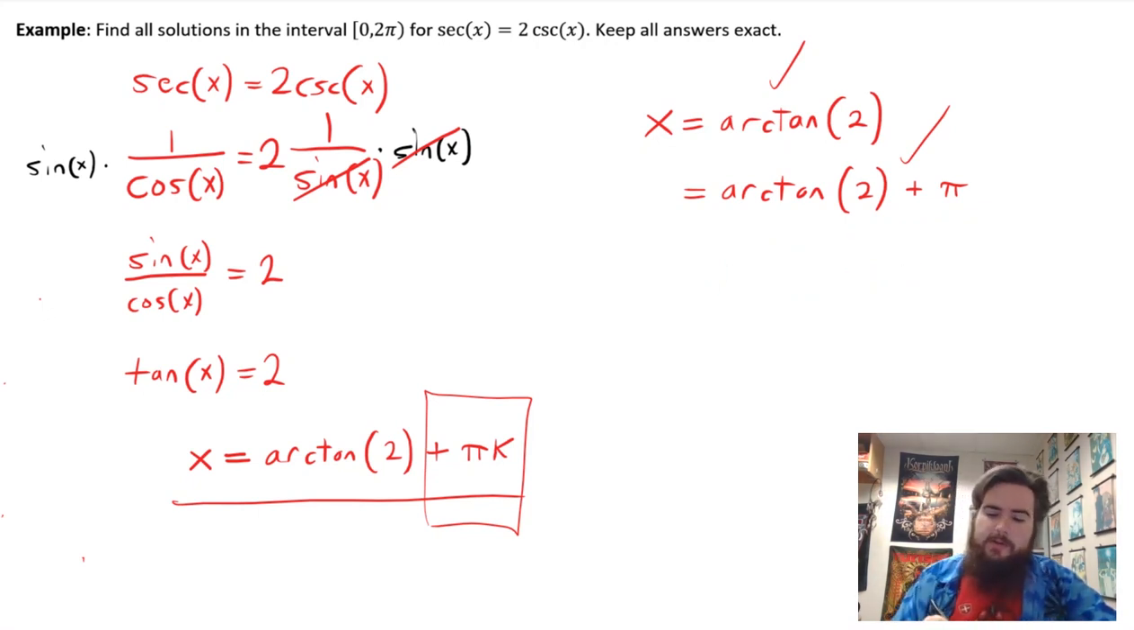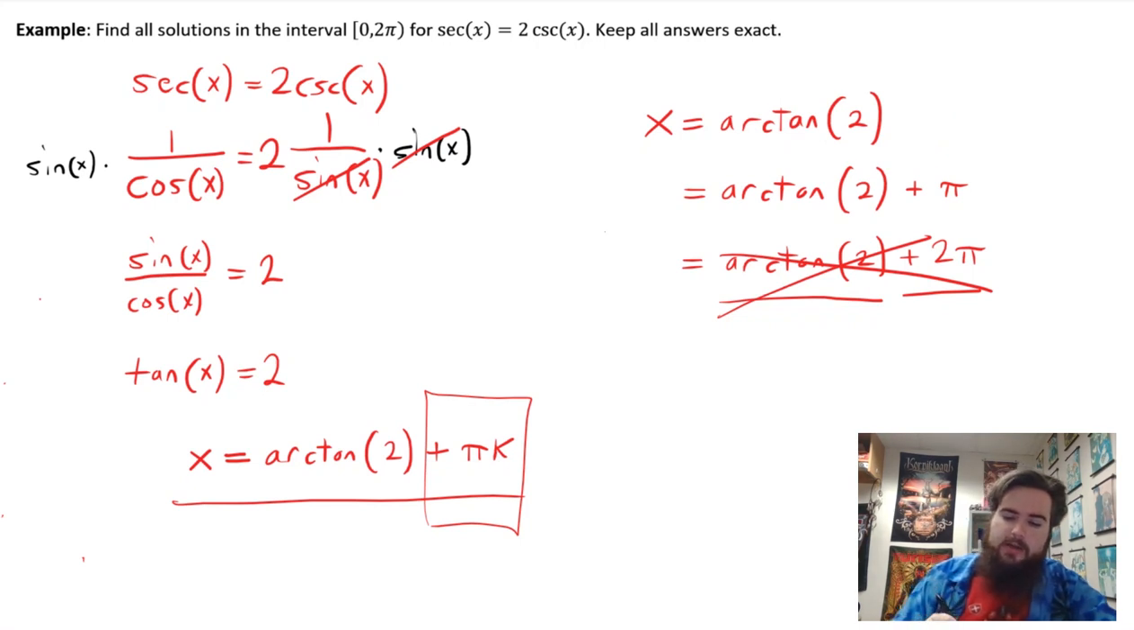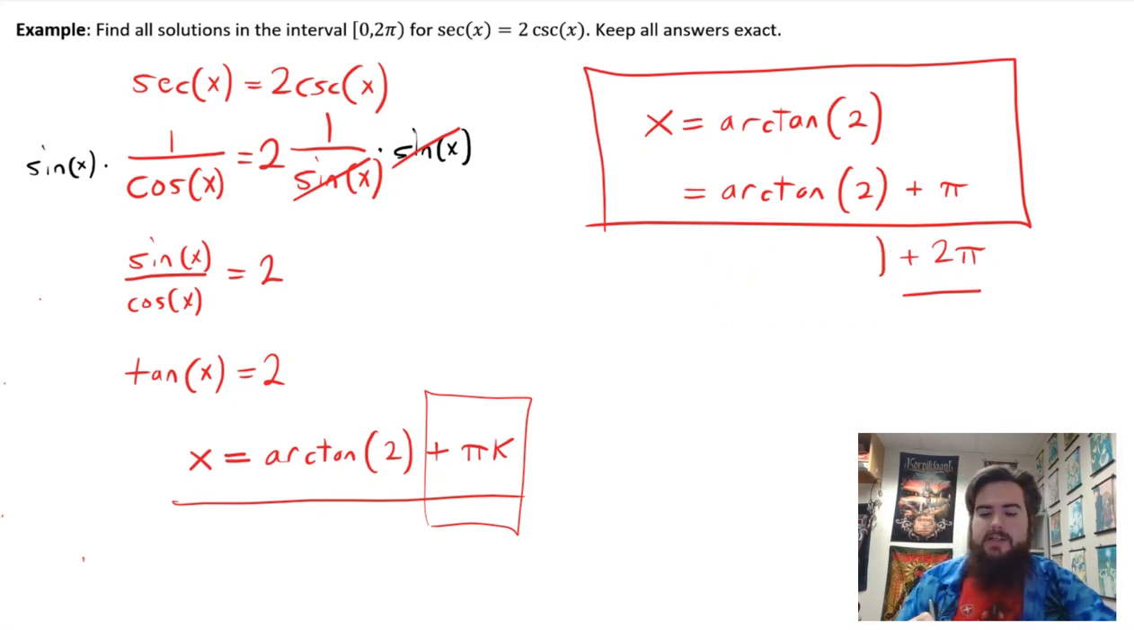If I try going any further, though, for example, if I do arctangent of 2 plus another instance of pi, which means we would now be doing plus 2 pi, well, that is going to give me a positive angle measure plus 2 pi, which means that is for sure going to be larger than 2 pi itself. So that would not be correct. For the angle measures between 0 and 2 pi, all we would need are these first two. So my answer here is x equals arctangent of 2 as well as arctangent of 2 plus pi.